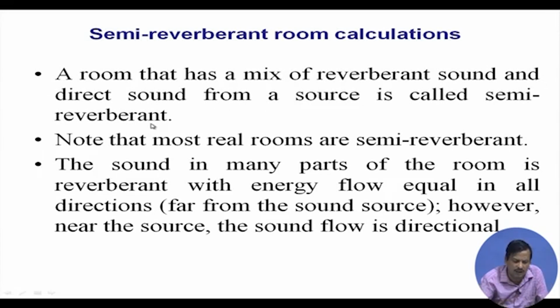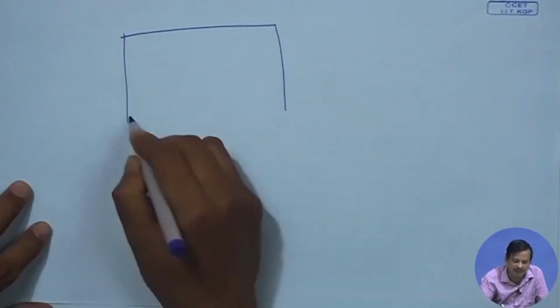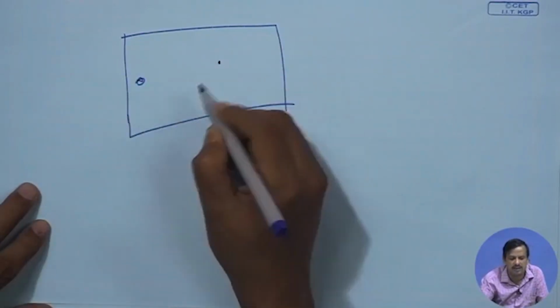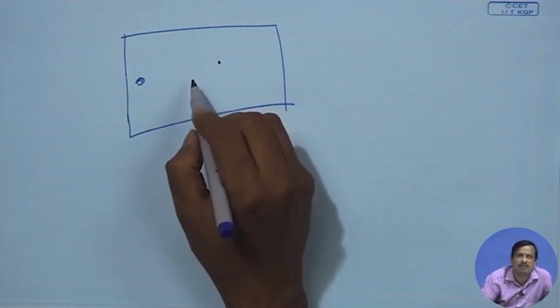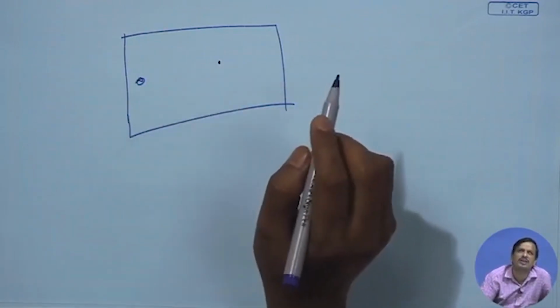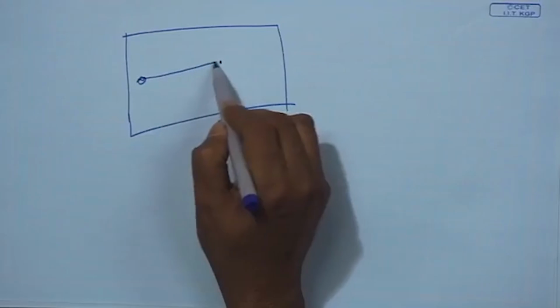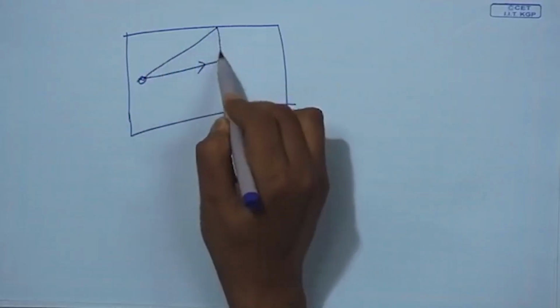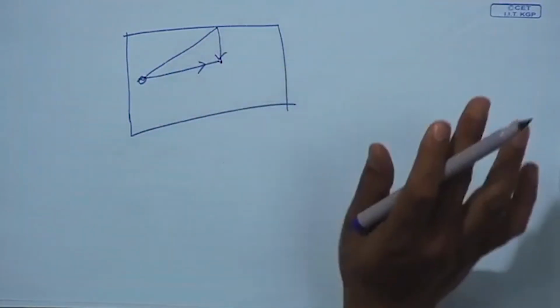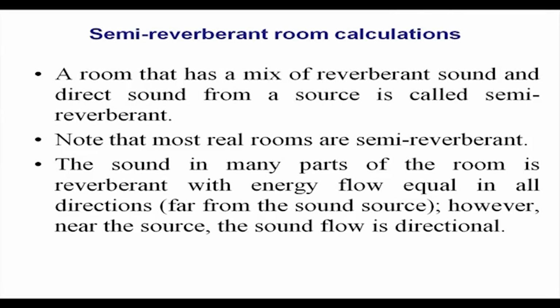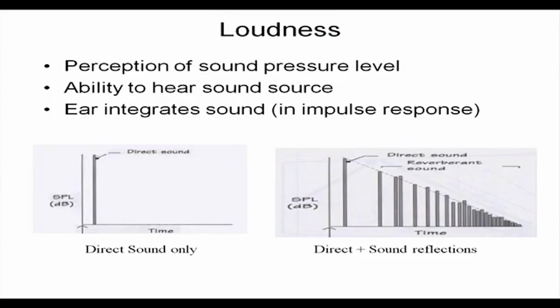So, suppose I have an auditorium, let us draw this. So, I have a sound source here. Here I want to calculate the power, sound intensity or sound level, sound pressure level. Then since it is a semi reverberant room, there is a direct sound and there will be reflected sound, many reflected sounds will be there. Okay. So, note that most of the real auditoriums in practical purposes are semi reverberant rooms.